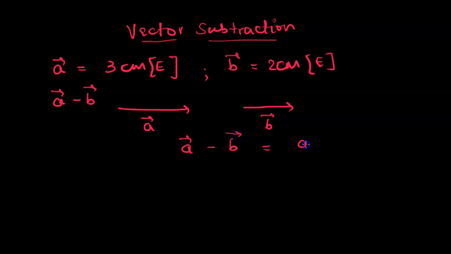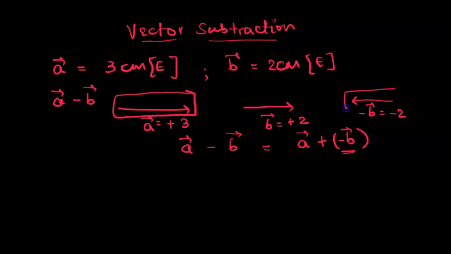Technically this means that I have to add to my vector A the negative of vector B. If A is 3 centimeters east, that means it's a plus 3. B is 2 centimeters east, that means it's a plus 2. I have to find out what negative B is. Negative B will be the same magnitude but with a negative direction. So this is my B vector in the negative direction. Now I'm going to add vector A with my negative vector. Adding a negative vector to the first vector also means subtracting the second vector from the first vector.